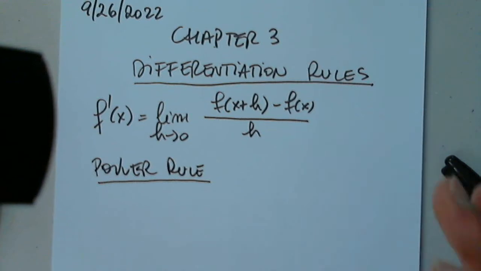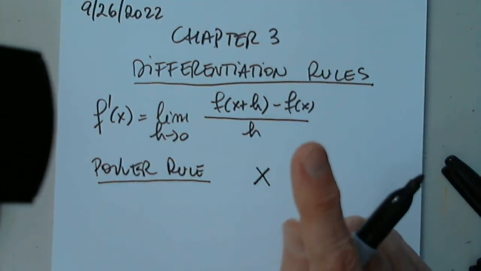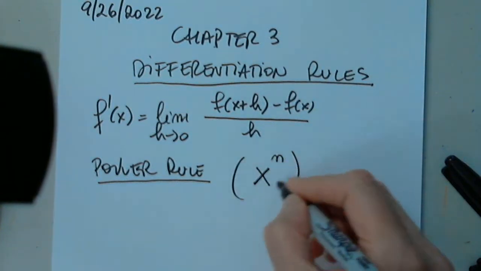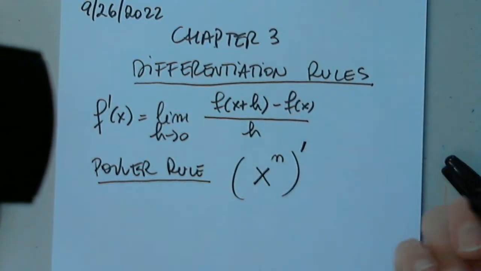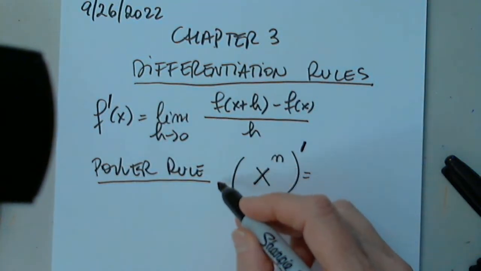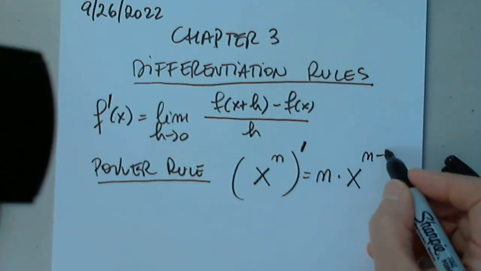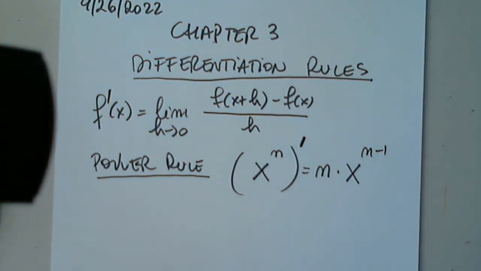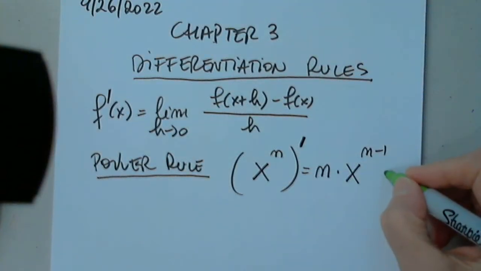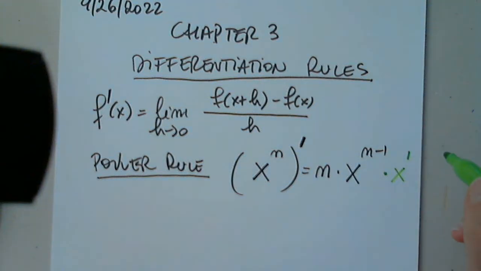And the power rule states the following: if I have x, just plain x, to the nth power, prime, it's this. All we have to do is bring down the power, subtract 1 from the power, and to be honest, I should write times this piece prime. Why don't I write this piece prime?